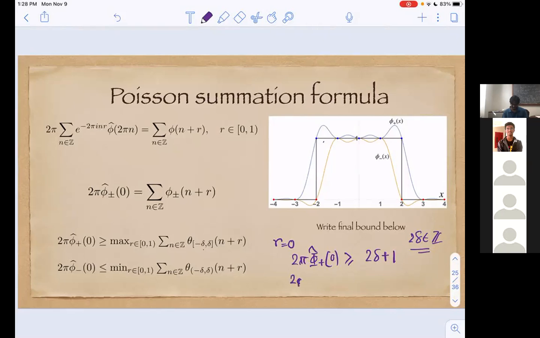And in the same way, we can show that twice pi phi hat minus 0 is less than or equal to twice delta minus 1. And you can see there is a difference of 2 between the upper bound and lower bound. This comes from the situation when you take out these 2 integer points from the edge, and that precisely corresponds to this difference of 2.